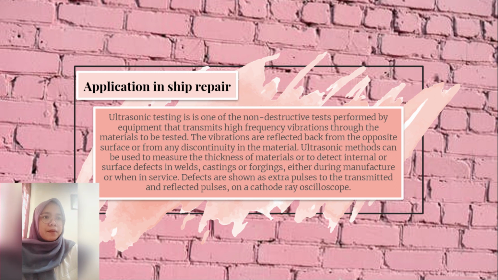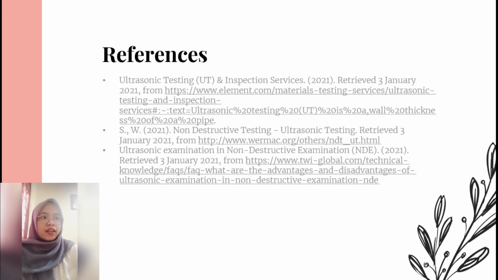Ultrasonic methods can be used to measure the thickness of material or to detect internal or surface defects in welds, castings, or forgings, either during manufacture or when in service. Defects are shown as extra pulses between the transmitted and reflected pulses on a cathode ray oscilloscope.